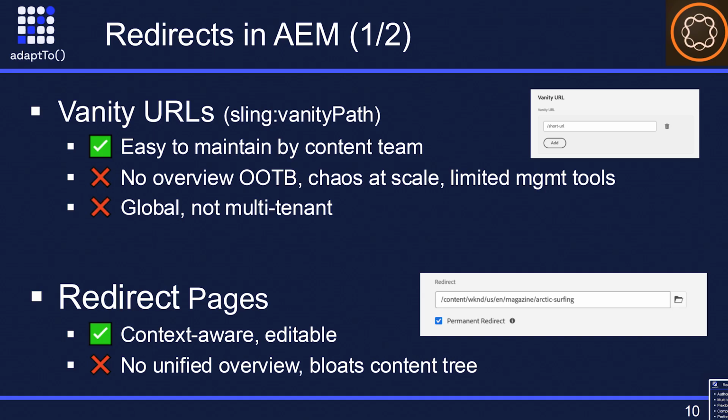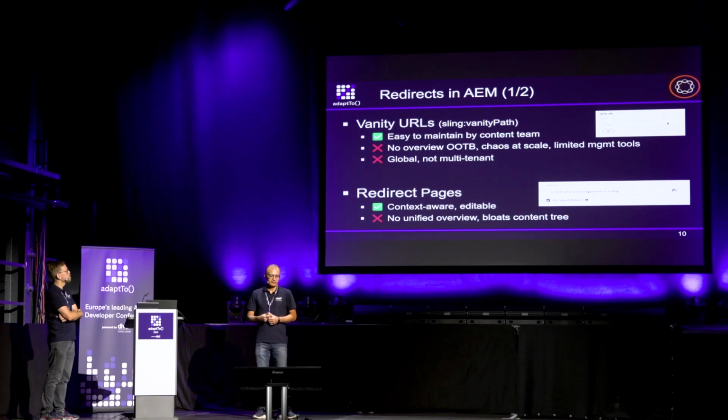Of course, there are a couple of external tools. We also had some talks at adaptTo in earlier years, a few years ago, about having an overview of the vanity URLs, but it's somehow limited. And of course it's not multi-tenant, so there's no guarantee that if your tenant A defines some short URL, the other tenant didn't use it. So there's a high potential of conflicts.